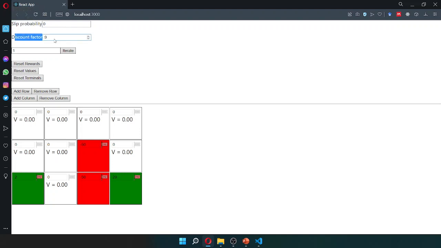So let's just say that our discount factor is 0.9. Also, by the way, these small squares, these inputs here, are the rewards if you reach that state.